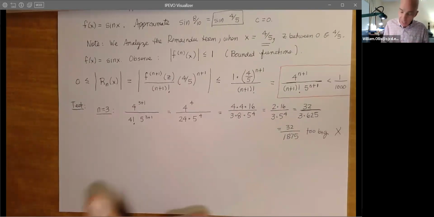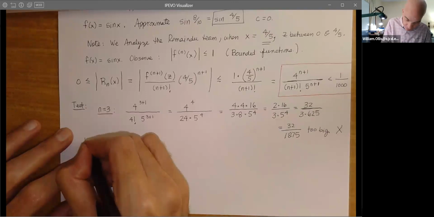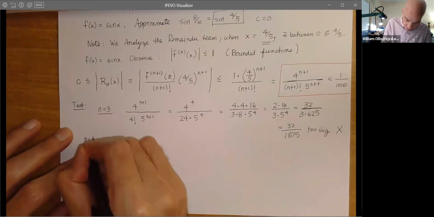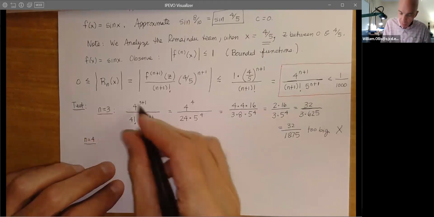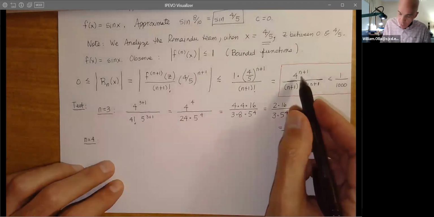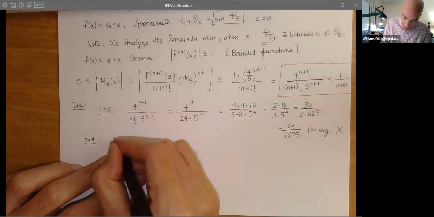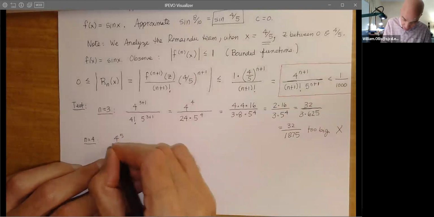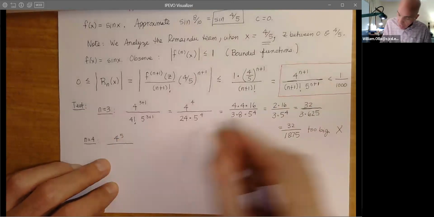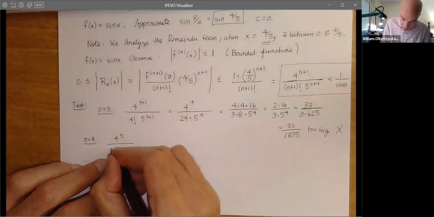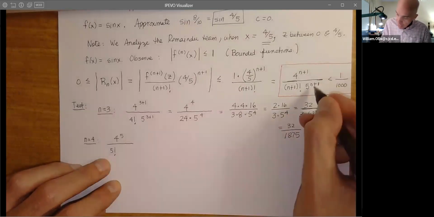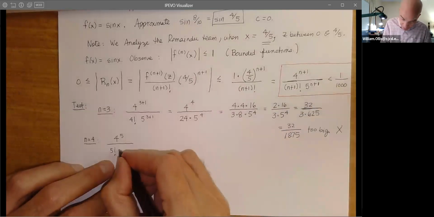Let's try n equal 4. Now we can move it along a little bit quicker. When we have 4, we're going to get 4 to the 5th, just using our recipe here, and then we have 5 factorial, and then 5 to the 5th.